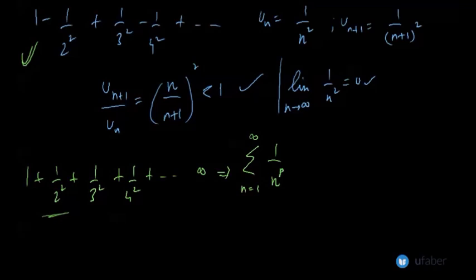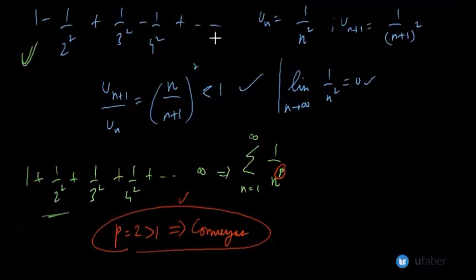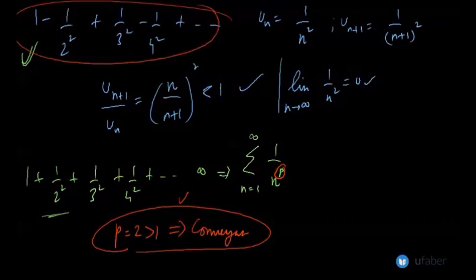So the convergence or divergence depends upon the value of p. Okay, here the value of p is 2, which is greater than 1, which means that this series is also convergent. So this means this is an absolutely convergent series. So in both the cases the series remains convergent. Okay, so this is how we look at absolute and conditional convergence.